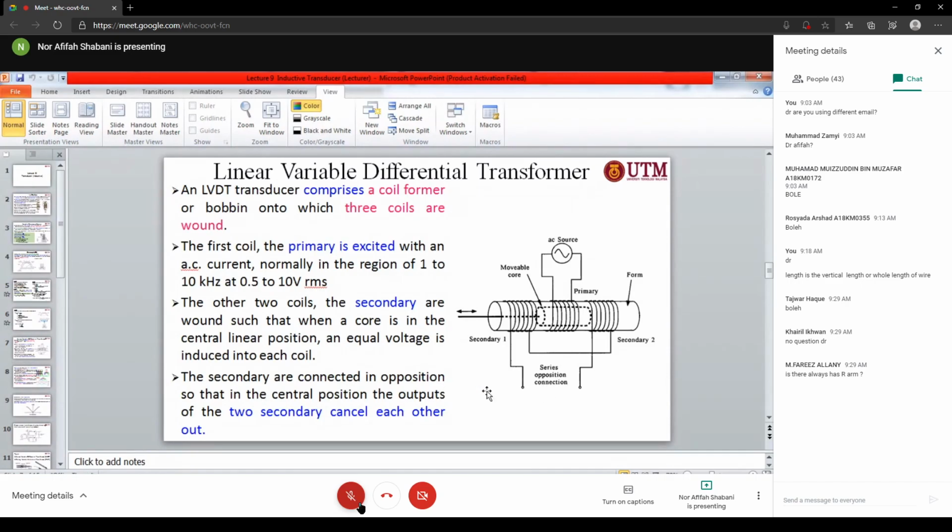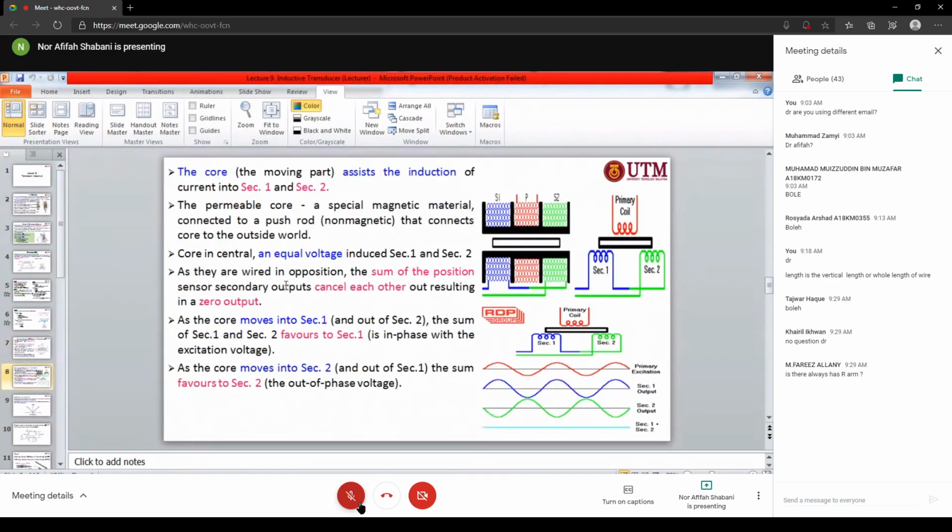Okay, so let's look at what happens to the output. At the center, the output will be 0. There is no output here. When the core moves to section 1, this one is section 1, for the secondary coil here.